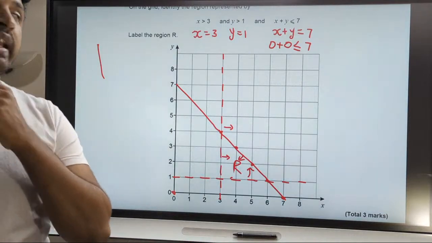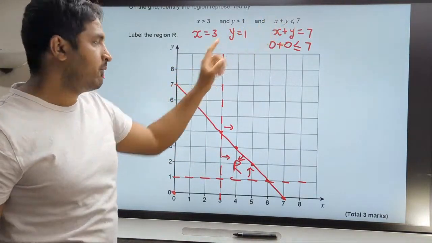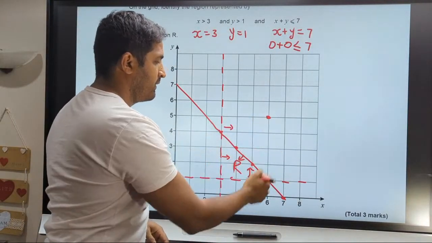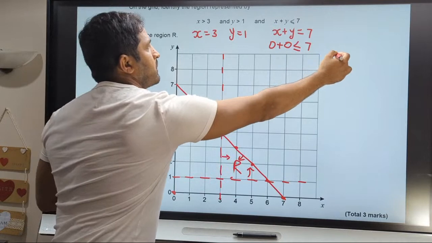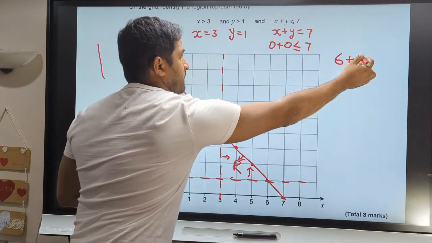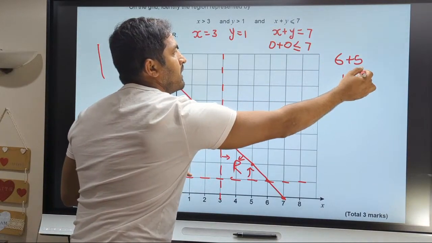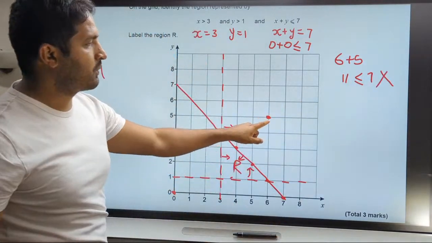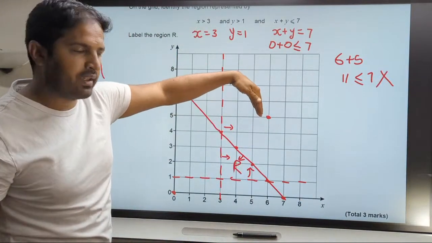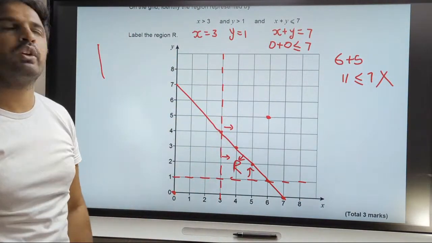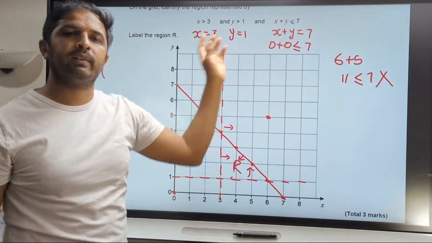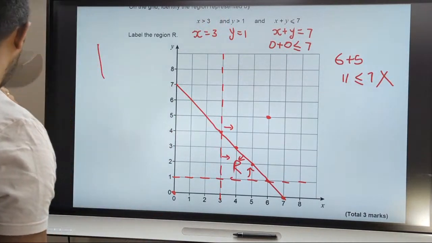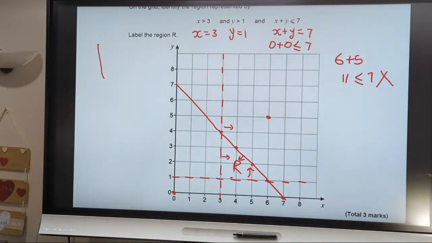That's always the case. If you don't know which side you want, pick any point on the graph. For example, if I pick the point 6 and 5, so x equal to 6, y equal to 5, 6 plus 5 gives you 11, which is not less than 7. So that doesn't satisfy the inequality, so we don't want this side of the line. We want this side of the line. Always check a point in the inequality and then use that. If you have any questions, you can let me know.